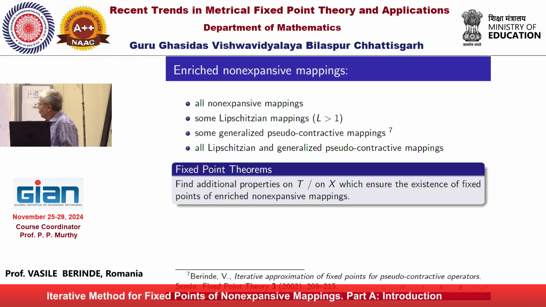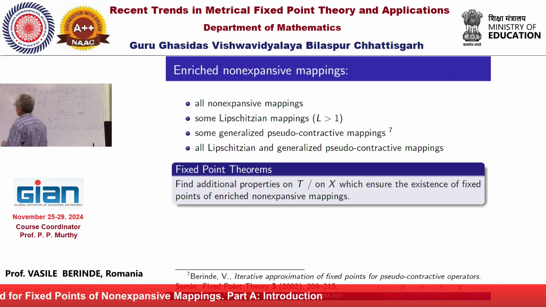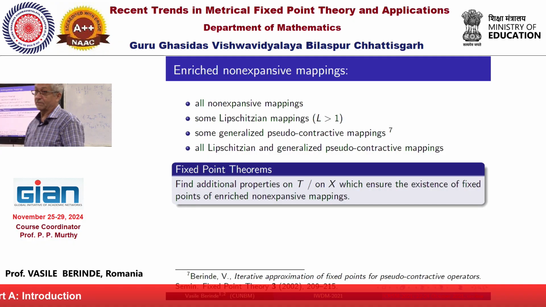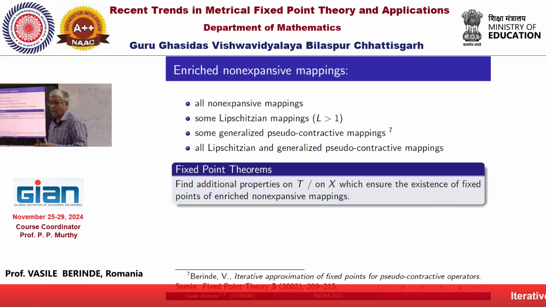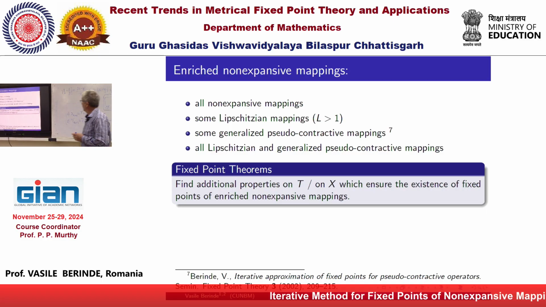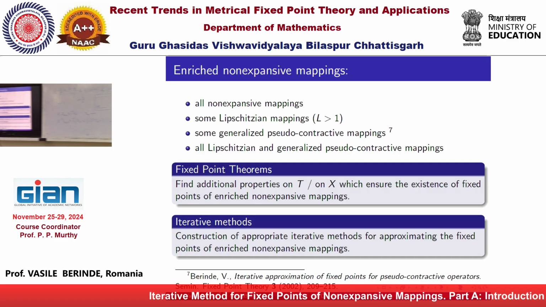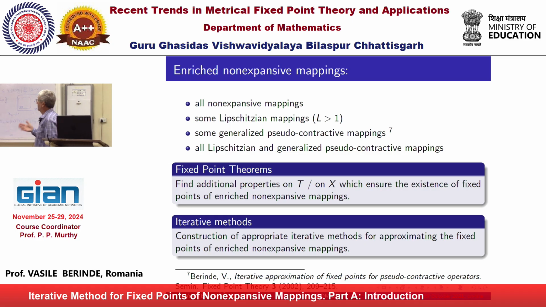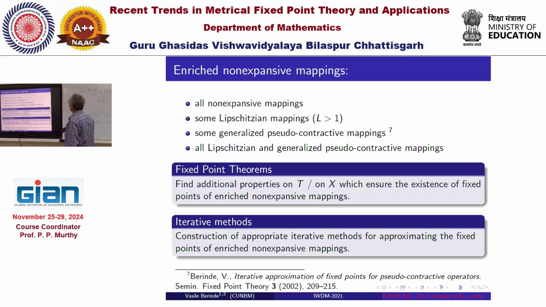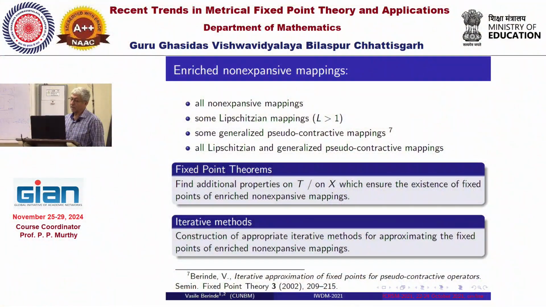So, what is the main problem of fixed point theory? We have a space, a setting, we have a map, we have some properties for this map, and what are we interested to know? If this map has a fixed point, and if it has fixed points, to approximate the fixed point. This is the problem I consider for enriched non-expansive mappings. So, to decide if the class of enriched non-expansive mappings is a class that has fixed points, and then if these fixed points exist, to construct an iterative method to approximate these fixed points.